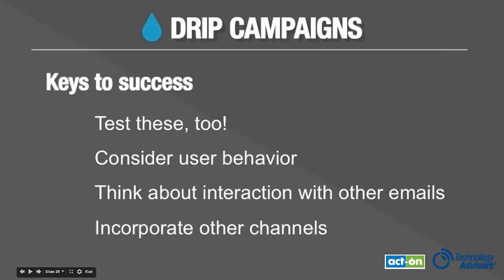Test, test, test. How are people interacting with these initial emails that are going out? If there's a post-event drip going on, are these individuals also in other drip campaigns of ours? Onesies, twosies, threesies. And if so, how many messages are they getting from us because they're in a variety of drip campaigns? So think about the interaction with other emails that are going out as well. Incorporating other channels. Social, key.